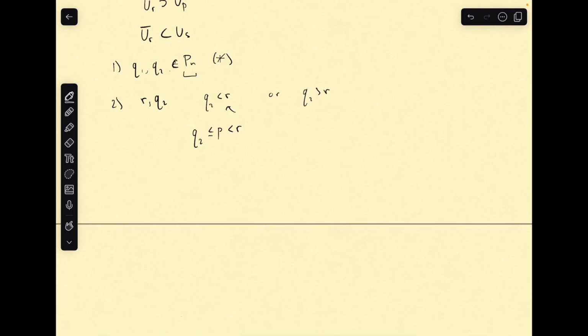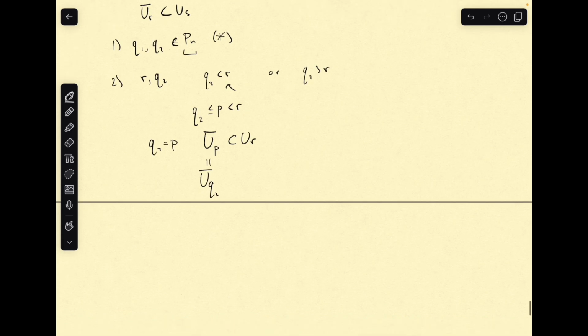So if Q2 is equal to P, then we already know that we defined U of P such that its closure is containing U of R, and we're done, because U of P is just equal to U of Q2. Now if Q2 is less than R, or less than P, then we know that Q2 and P both belong to P of n. Neither of these are the new element, which is R.